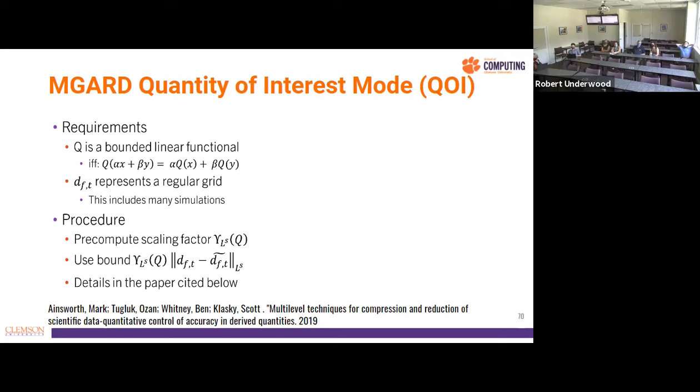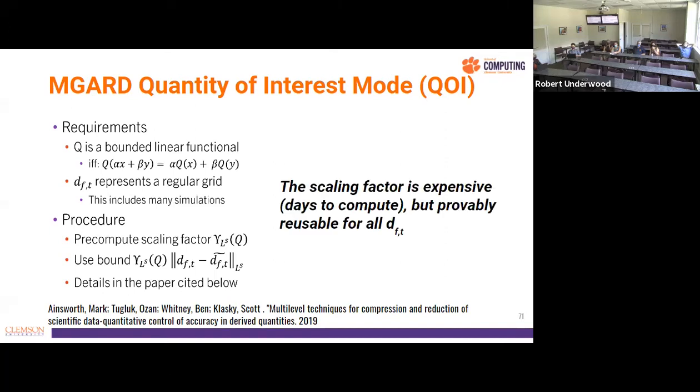So any problem that has roughly the same shape can have one scaling factor that takes a really long time to compute, but we can use this scaling factor on all new problems, and we can be mathematically guaranteed that we still preserve the error bound. The details of how exactly this is done can be found in the paper below. The important thing to remember is that the scaling factor is very expensive to compute, on the order of days for problems that we would see at exascale, but it's provably reusable for all data buffers that we might want to feed into the compressor.